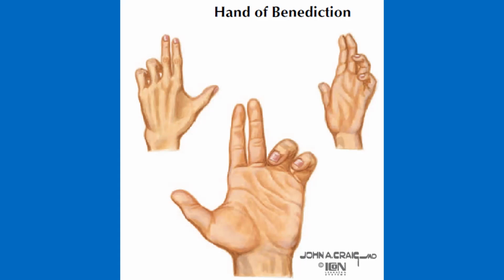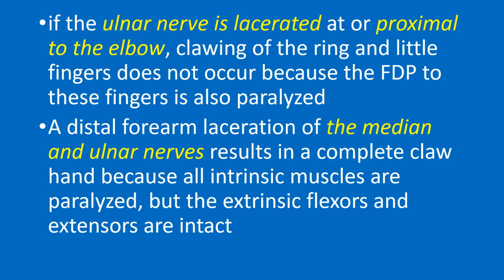At or proximal to the elbow, clawing of the ring and little fingers does not occur because the flexor digitorum profundus to these fingers is also paralyzed. A distal forearm laceration of the median and ulnar nerve results in complete claw hand because all intrinsic muscles are paralyzed, but the extrinsic flexors and extensors are intact.